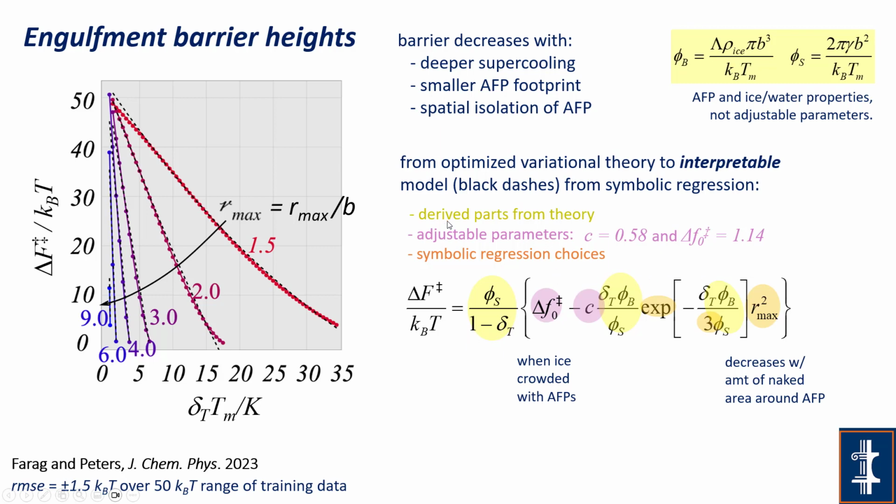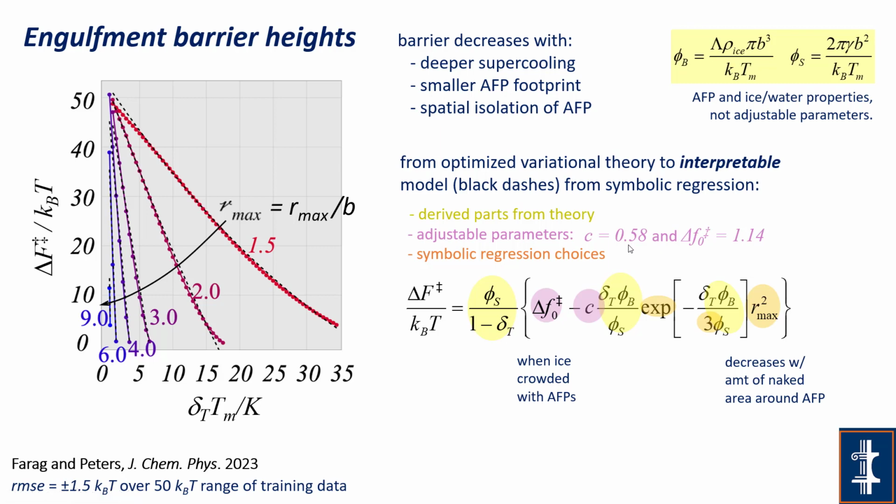So there are parts of this that are derived from theory. There are parts of this that are the symbolic regression model choices, and they're adjustable parameters. I put these in quotes here. They are adjustable parameters in the sense that we are using a calculation with no adjustable parameters to start, and symbolic regression gave us a good model of those. So they're adjustable, but they're not fitted to experiment in any way.